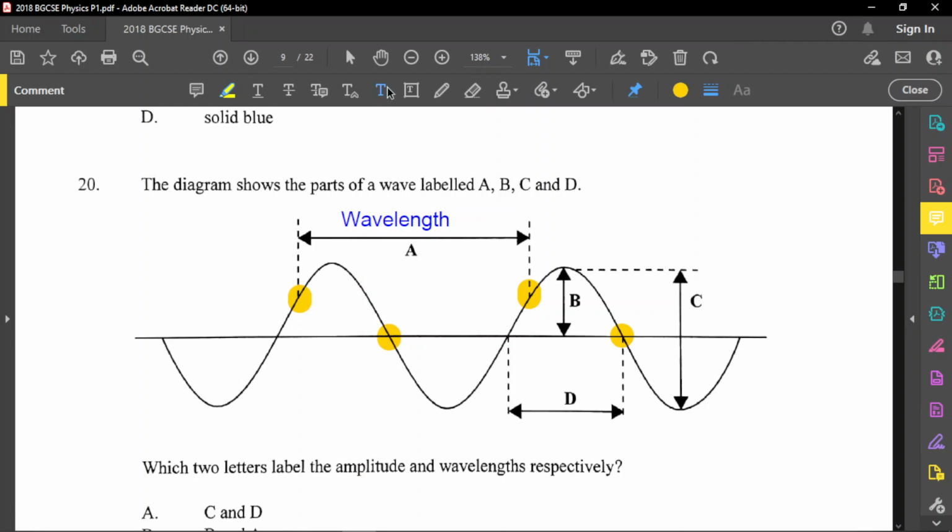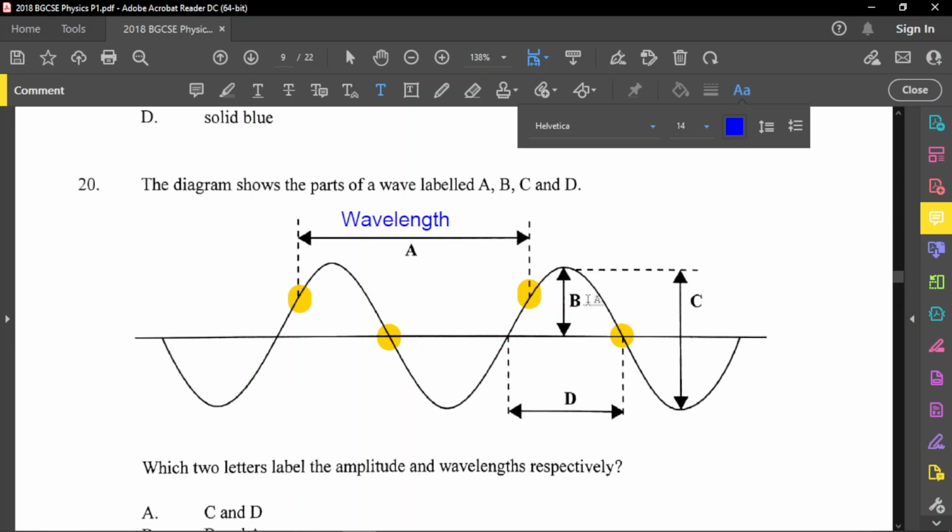Now, the amplitude is the highest point of a crest or the lowest point of a trough. So from the undisturbed position to the height of a crest, or from the undisturbed position to the depth of a trough, that is called the amplitude. So here is the amplitude. All right, so A and B will have to be your answer for sure. But I want to point out something here.